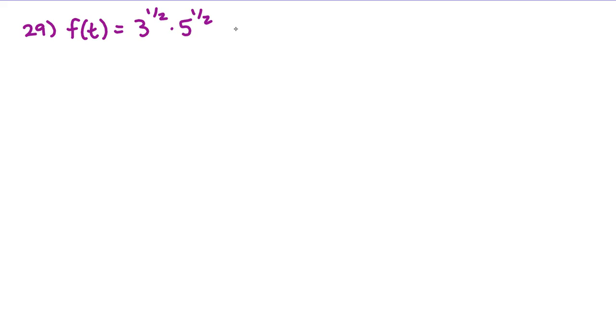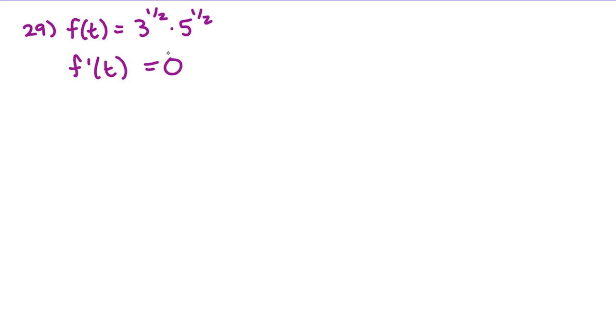5 to the 1/2 is just a constant. A constant times a constant is a constant. This is just a constant. And what's the derivative of a constant? 0. So f prime of t is 0.